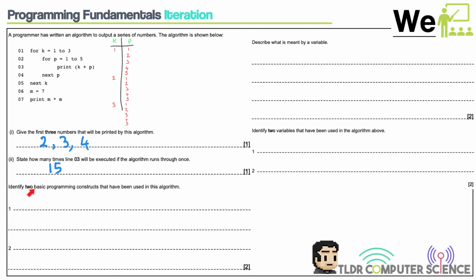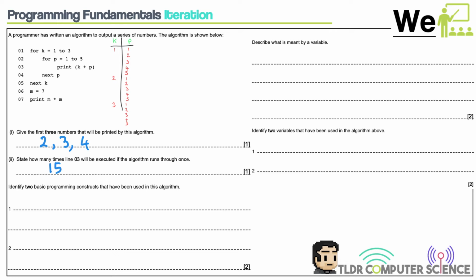Identify 2 basic programming constructs that have been used in this algorithm. We've gone over these a lot. Remember, the basics are sequence, selection, and iteration. Sequence is when we run one statement after another and in order. Selection is when, based on a condition, we branch one way or another and execute a certain bit of code. That's like an if and else statement. And iteration is when code repeats.